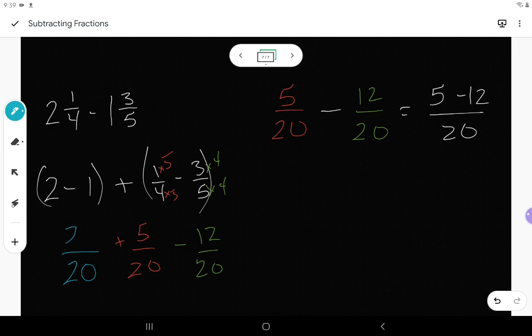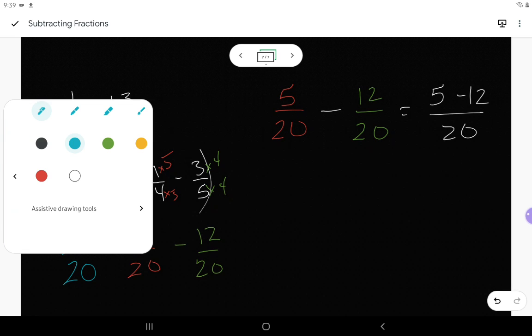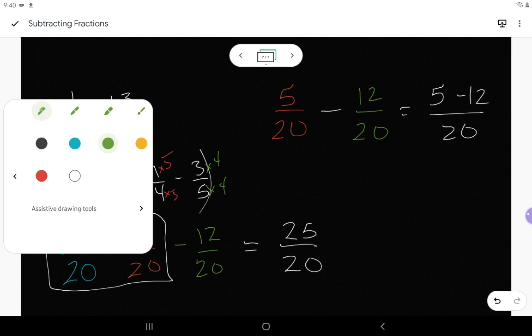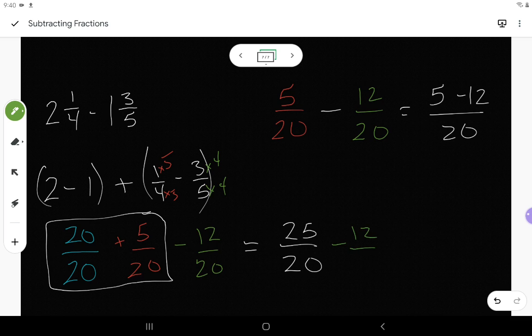Well, I would have 20 up top. That's the same thing as 1 whole. 2 minus 1 is 1, which is the same as 20 over 20. Well, now that I've done that, I can combine these first. And I can go 20 over 20 plus 5 over 20, and that's going to give me 25 over 20. And now I can subtract my 12 over 20 from that to give us 13 over 20.